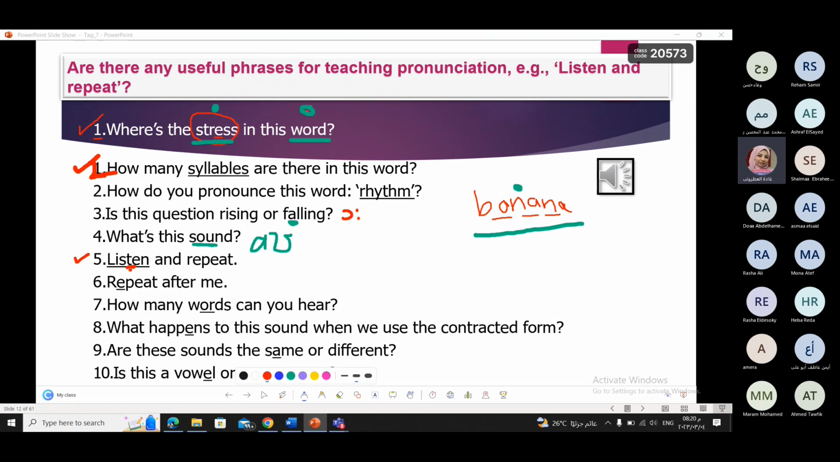Okay, so this is a silent letter. We don't pronounce it. Okay. Number 6, repeat after me. What about this sound? Repeat.